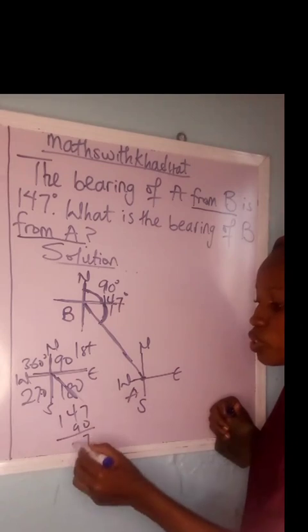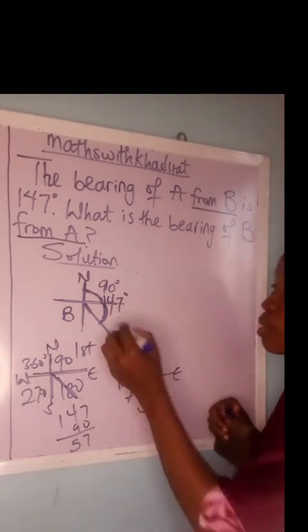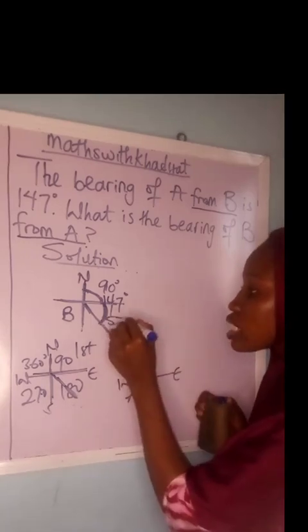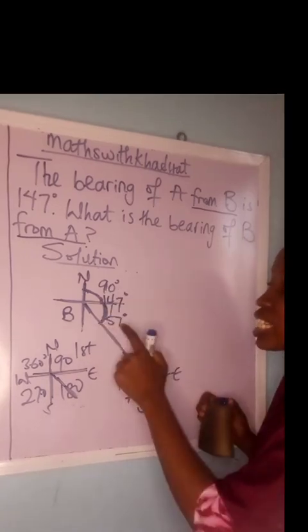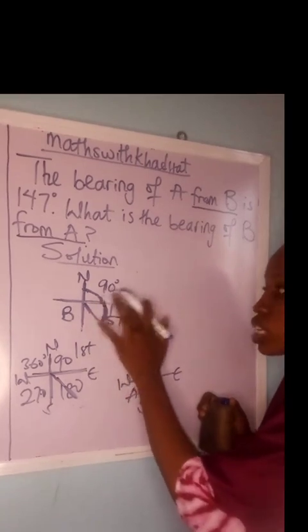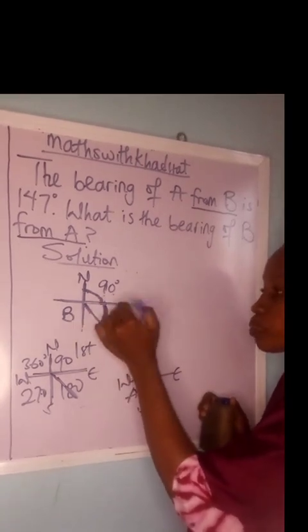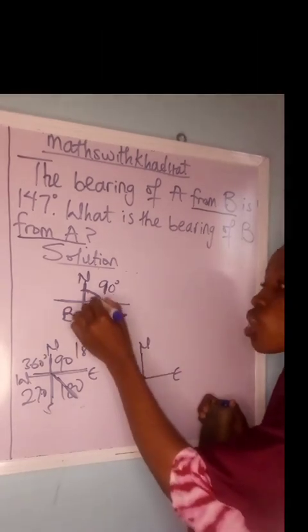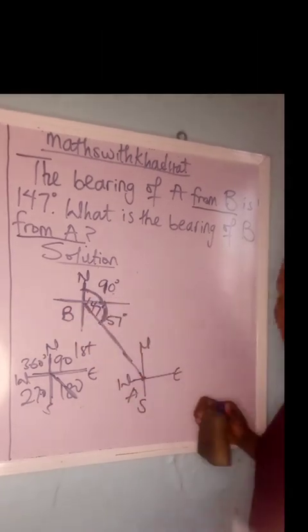7 minus 0 is 7, 14 minus 9 is 5. Meaning that this other angle here will be 57 degrees. If here is 90, here will be 57 degrees. Okay, let me clean this. 147 now. 90 degrees plus 57 gives a total of 147 degrees.